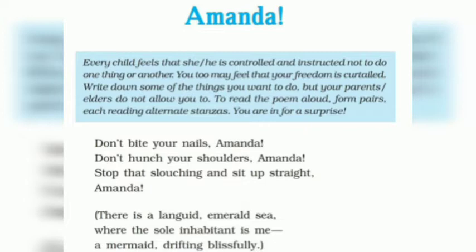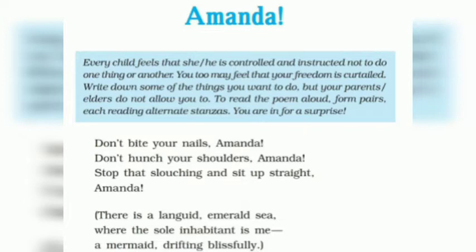So, here the first poetic device is anaphora. Anaphora is when the same word or words are repeated in the beginning of two or more consecutive lines. And here the first and second lines start with the same word, don't. So, it is anaphora. The second poetic device is repetition. Repetition is when a word is repeated within a stanza. And here the word Amanda has been repeated thrice. So it is repetition. The third poetic device is alliteration.